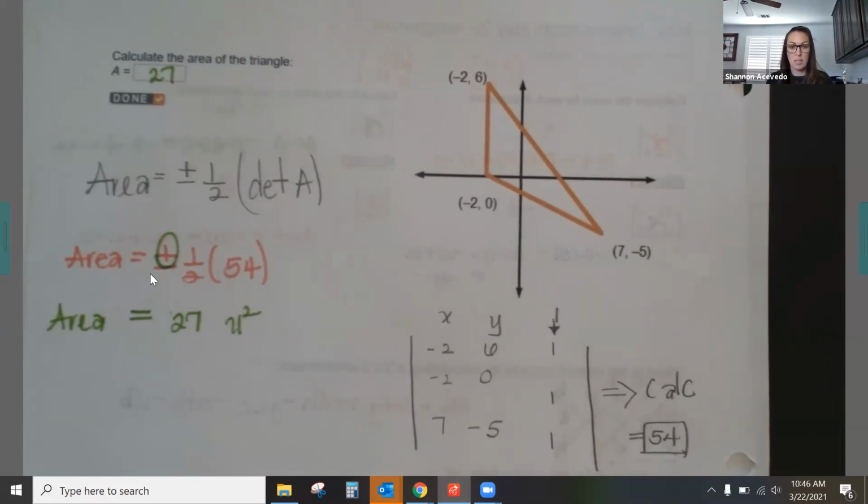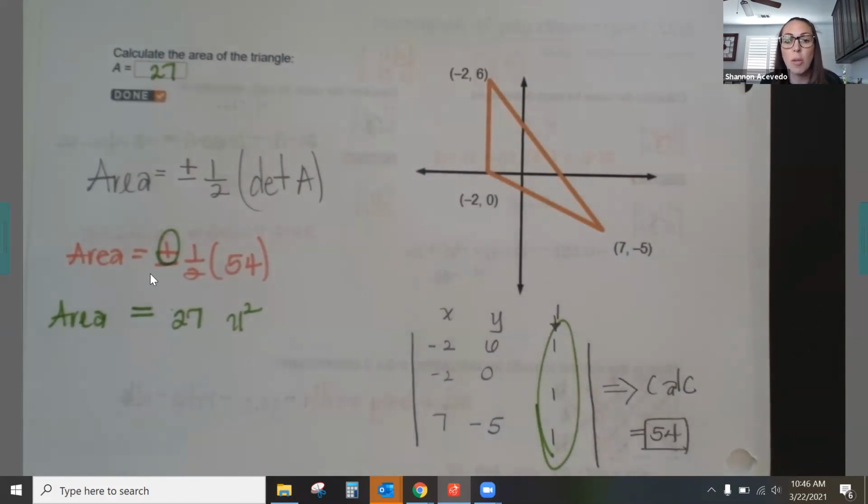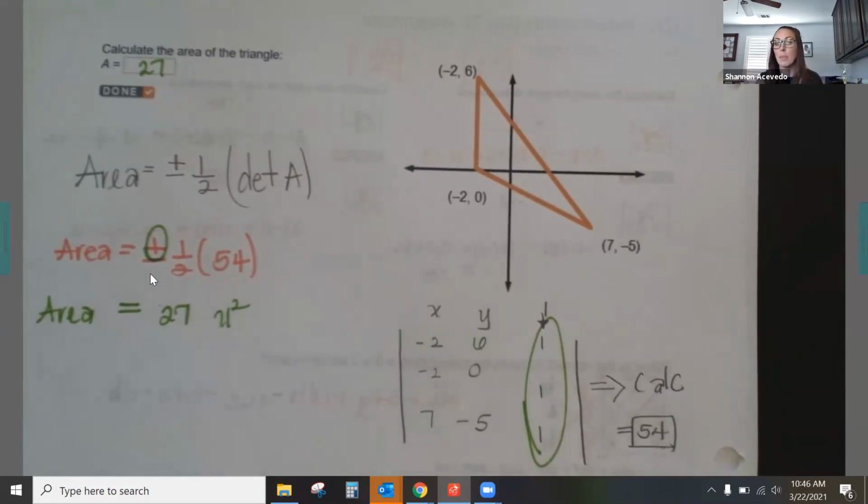And that's it. So don't forget, these are always going to be your column of ones. So your X, Y, when you line them up, it's going to be done the same way every time. Any questions on the calculator or notation or anything in general?